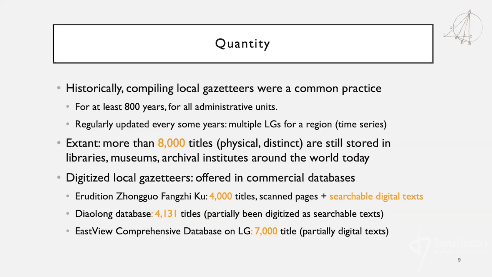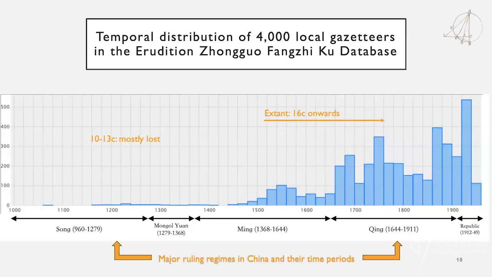We didn't do the digitization ourselves. We contacted the company, and the Berlin State Library helped us get a special license to allow our tool to interact with the raw materials directly. And that's how we can build tools surrounding these 4,000 titles of local gazetteers. So this is the database that we're using, the 中国方志库, by a company in Beijing called Erudition. And it has 4,000 gazetteers.